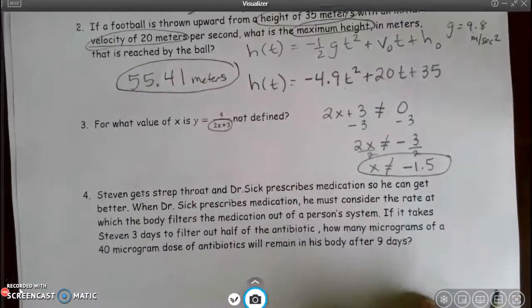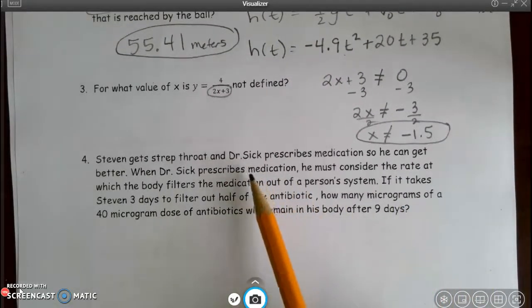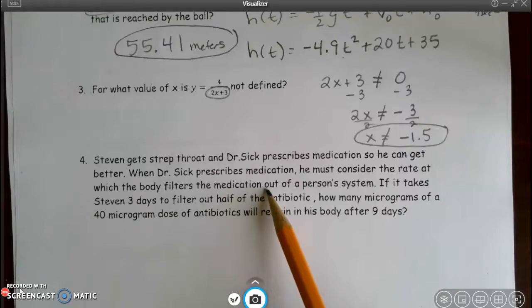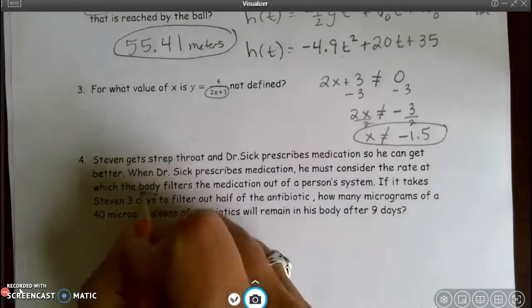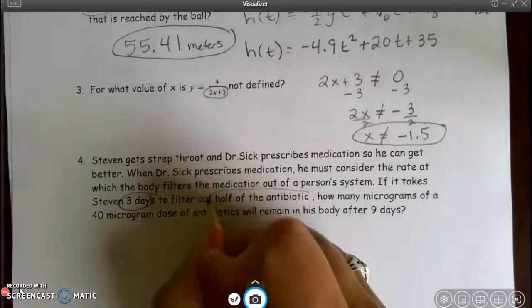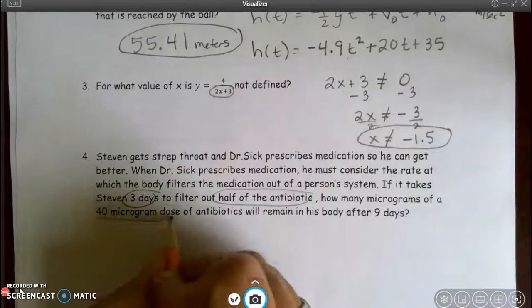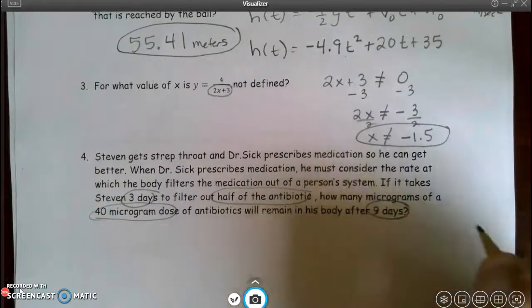Alright, the next one. Stephen gets strep throat and Dr. Sick prescribes medication so he can get better. When Dr. Sick prescribes medication, he must consider the rate at which the body filters the medication out of a person's system. If it takes Stephen 3 days to filter out half of the antibiotic, how many micrograms of a 40 microgram dose will remain in his body after 9 days?